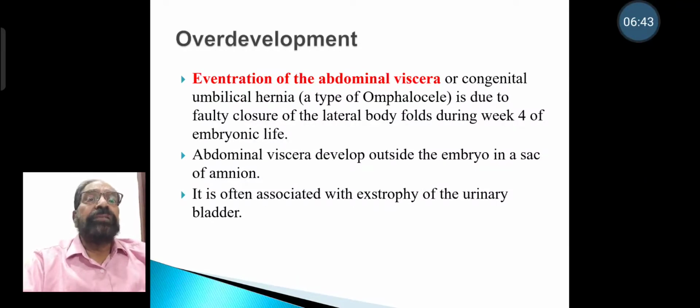Eventration of the abdominal viscera, or congenital umbilical hernia, is a type of omphalocele due to faulty closure of the lateral body folds during the 4th week of embryonic life. Abdominal viscera develop outside the embryo in a sac of the embryo. It is often associated with exstrophy of the urinary bladder.